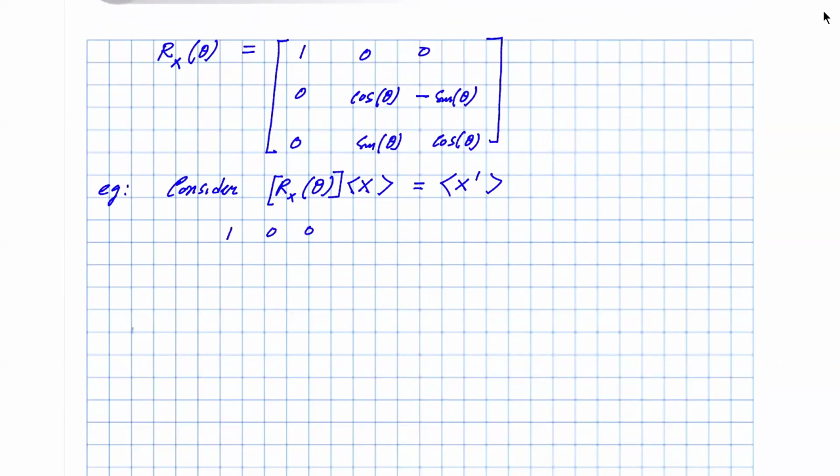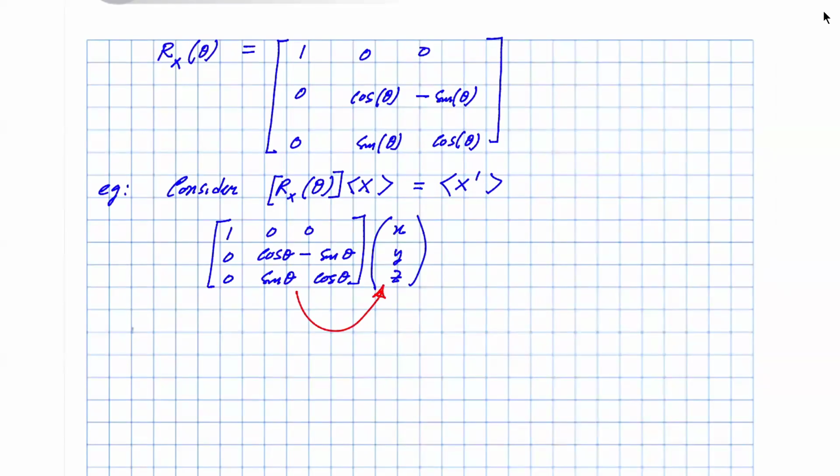1, 0, 0; 0, cos, minus sine; 0, sin theta, cos theta. This is going to be x, y, z. So that means rotation is acting on x, y, z. So x, y, z is here, rotation is applied, then it rotates. So when it rotates, your new coordinate is going to be x prime, y prime, z prime.